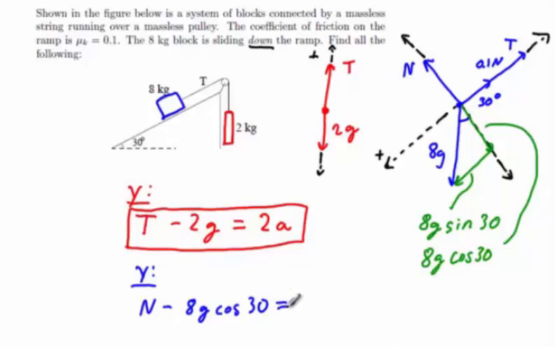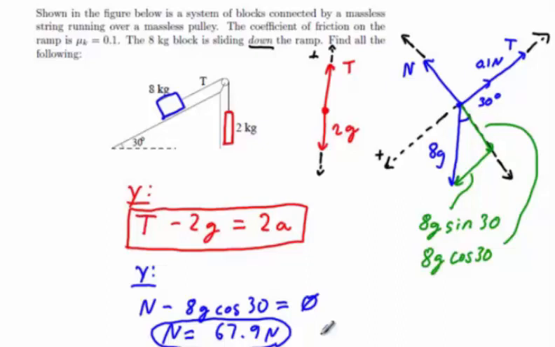The sum of all forces is ma. However, the acceleration in the y direction is 0. Looking at this equation carefully, we notice that it has only one unknown. That unknown is the normal force, and so we're able to solve that the normal force is 8g cos 30, which turns out to be 67.9 newtons.